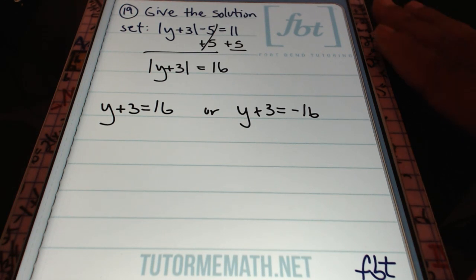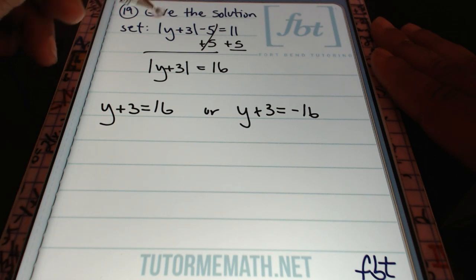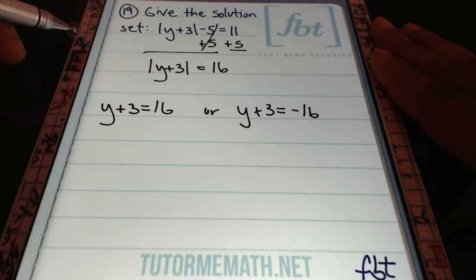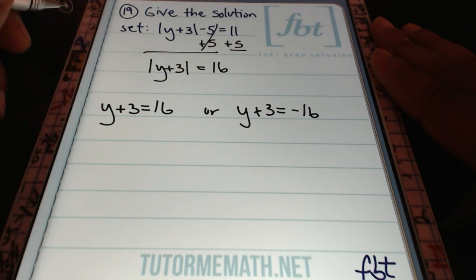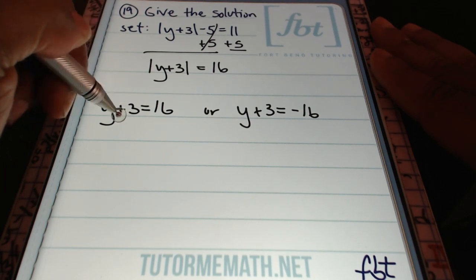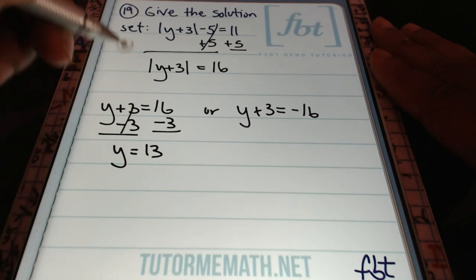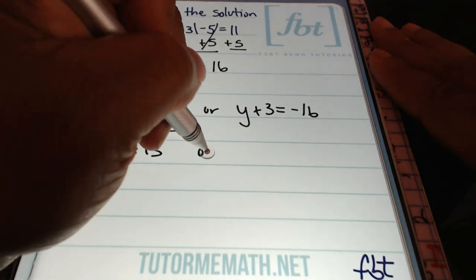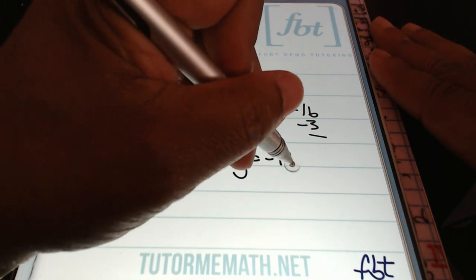And now that we have our equations set up, after we verified that this statement is possible, that the absolute value can be equal to a positive number or 0, never a negative number, then you set up your 2 equations that would both be equidistant from 0. Both of these values are 16 places from 0, and then you solve for each equation. So that means I'll be subtracting 3 from both sides. We'll have y equals 13, or, subtracting 3 from both sides, you'll end up with y equals negative 19.